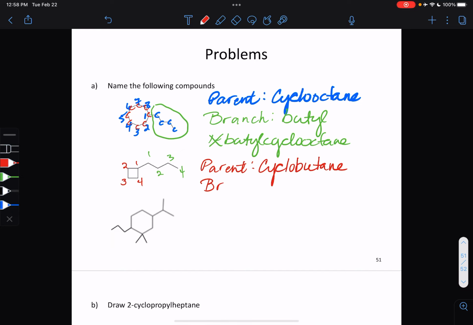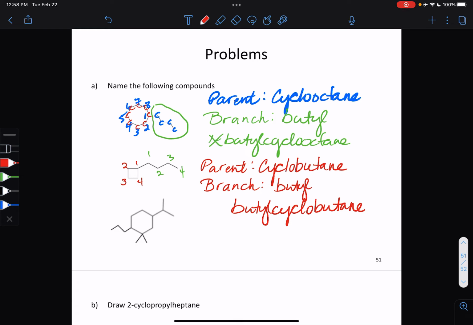And our branch is going to be what? Our branch is going to be regular old butyl. Remember, butane turns into butyl when it is a branch. So we'll put that together, and what we will have is butylcyclobutane. Now you could stick a 1 out on front, 1 hyphen to indicate that the butyl is on the first carbon of the cyclic structure, but you don't have to do that because you have a cyclic structure with 1 branch, and so it has to be attached to number 1.